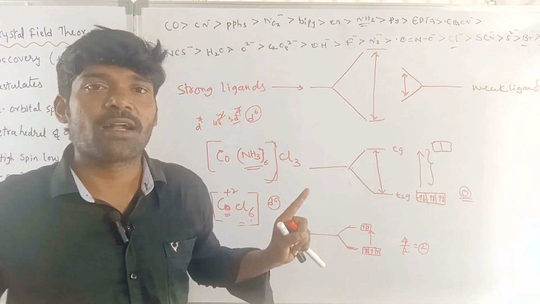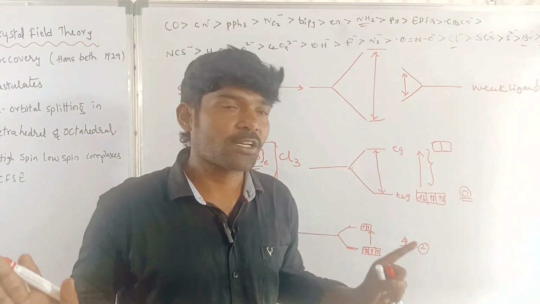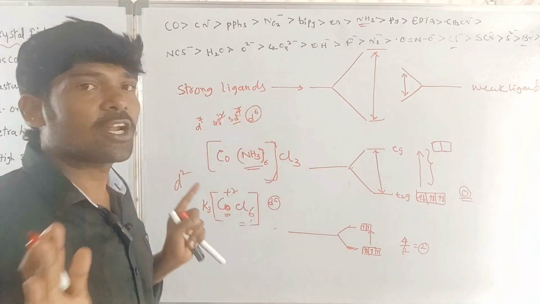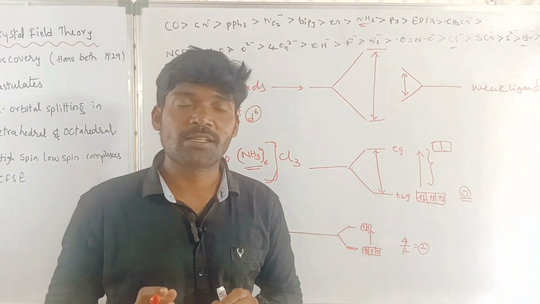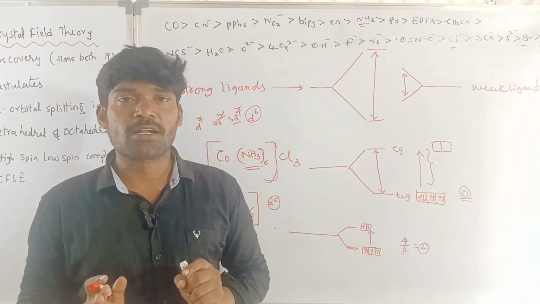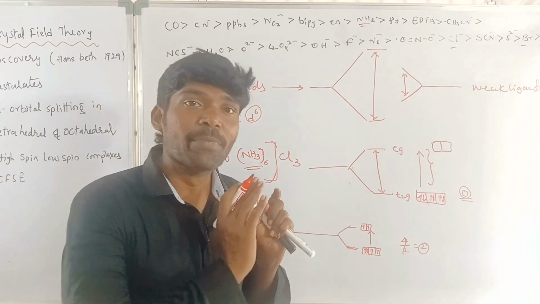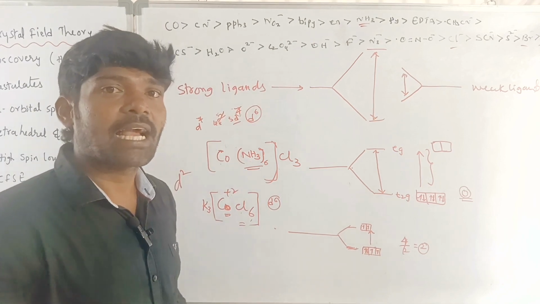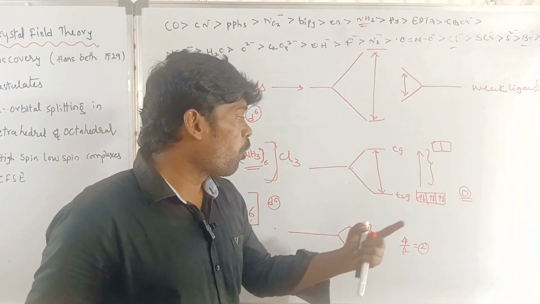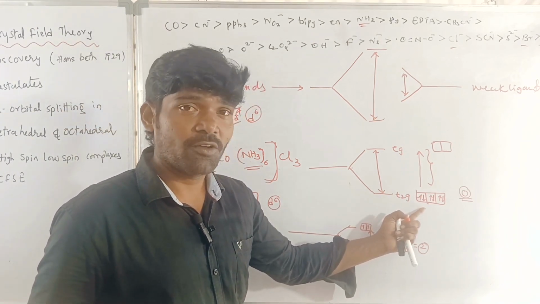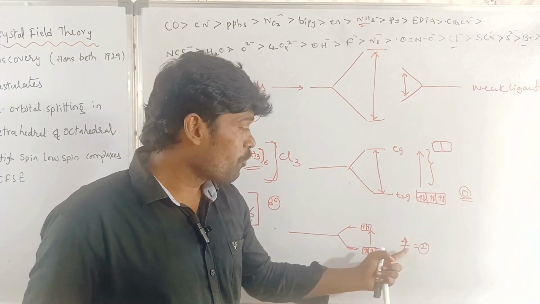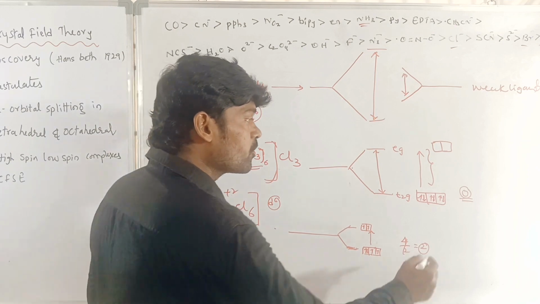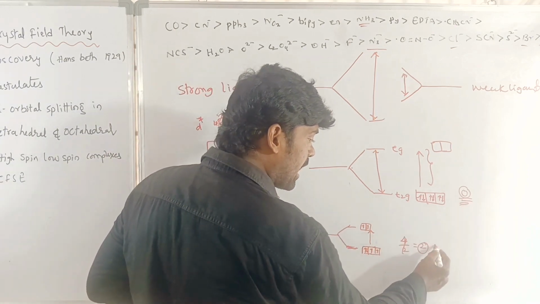Same octahedral structure, same d6 electronic configuration in both of them. Both are octahedral structure only, but coming to the properties, they completely change. One is a zero spin electronic configuration, another one is a two spin electronic configuration. So this is low spin, and when compared to this, this is high spin.